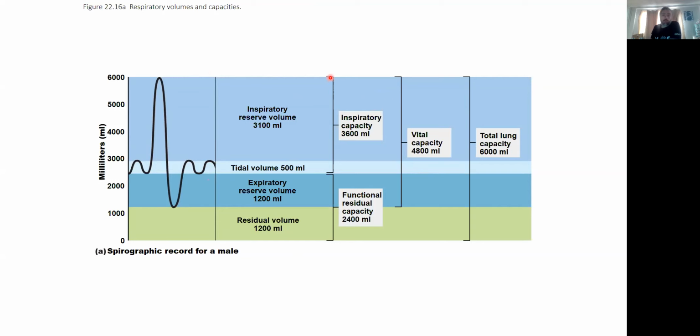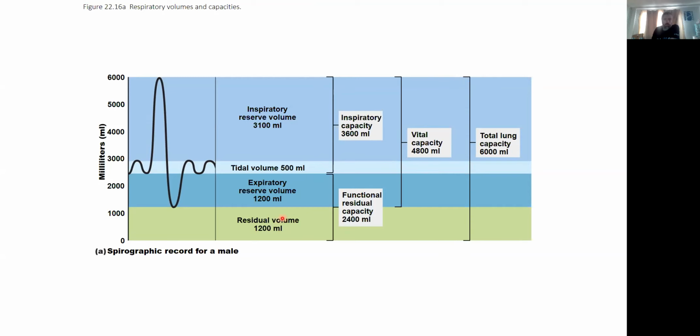Now the total amount of air that you can exchange, so you breathe in as deep as you can and you blow out as deep as you can, that total amount of air that you can actually move in and out of your lungs, okay? That's the vital capacity. So the IRV, tidal volume, and ERV. We take vital capacity and we add the residual volume, then we get the total volume of your lung, right? The total lung capacity.